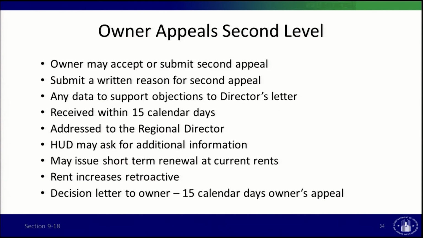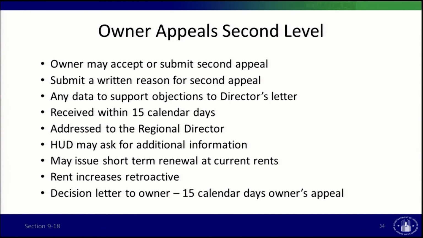If the owner is not happy, then the responsibility for action falls back on them. He or she may accept or submit a second appeal. If the owner decides to appeal for a second time, they must provide a written reason for the second appeal and provide data to support their objections to the director's letter. The owner must respond so that HUD receives it within 15 calendar days of the first appeal letter.